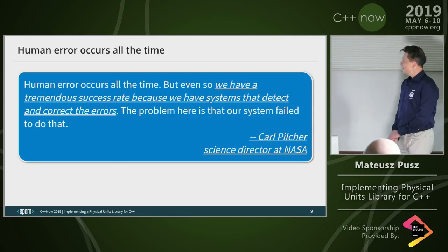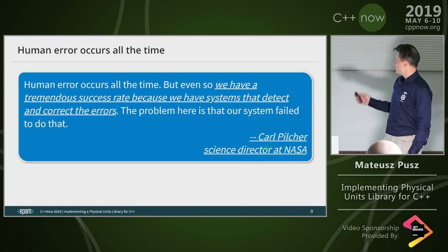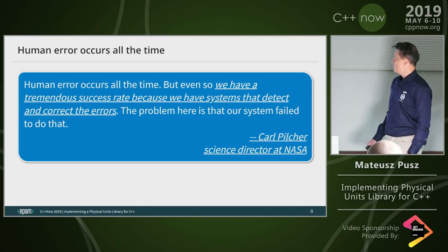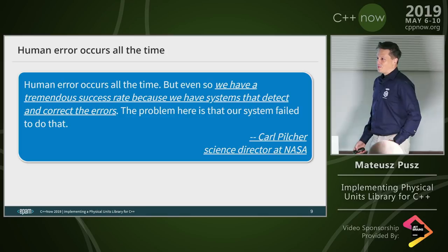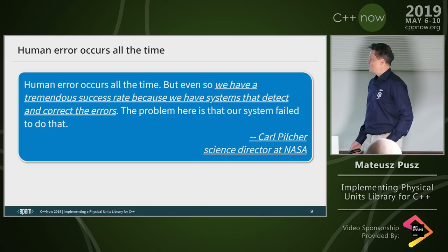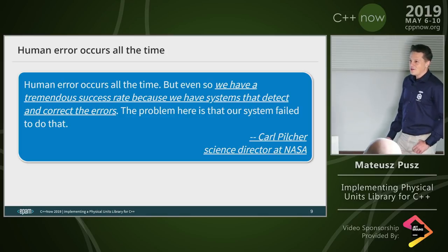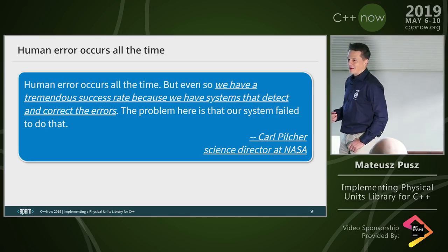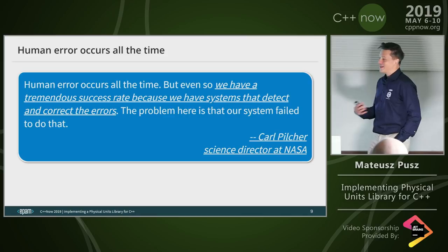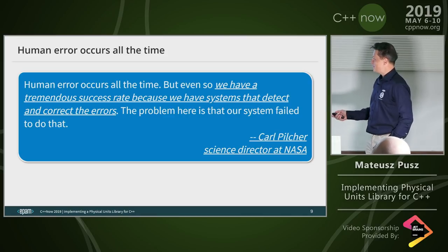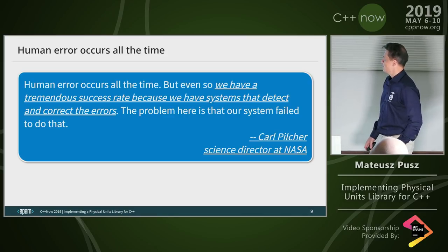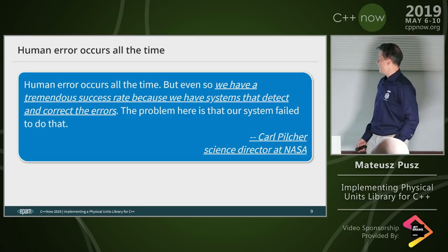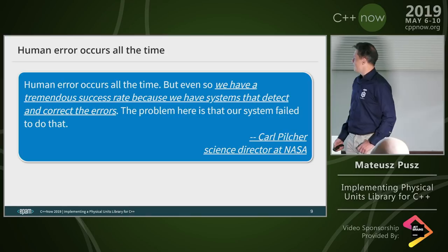And the funny thing is that Carl Pilcher, who was a science director at NASA at that point, said that human errors occur all the time, that was not a problem. People make mistakes. We have systems to fix our mistakes. I don't know if that's true for your work, but if I make a mistake at my work, I will be accountable for it. At least I would feel accountable for it. And I don't want to make mistakes and count on some machines, on some systems to correct those errors automatically after I submit the software.